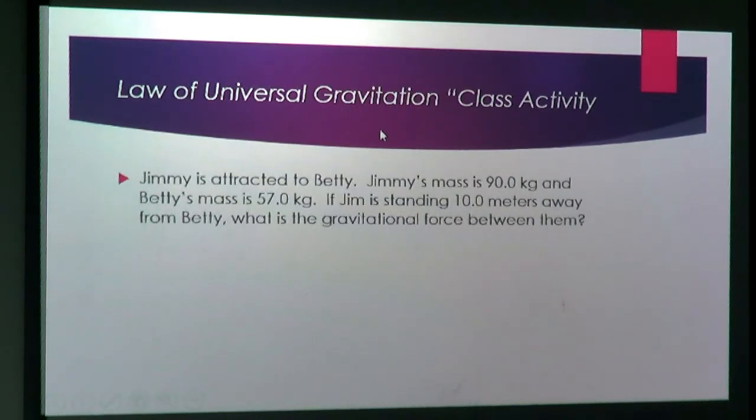And it's more class activity. Jim is attracted to Betty. All right. Pay attention now. I'm going to give you the word problem and the solution. You will see that it's going to be the same. Okay. Jim's mass is 90 kilograms. Close to tie, right? Okay. And Betty's mass is 57 kilograms. If Jim is standing at a distance of 10 meters away from Betty, what is the gravitational force between them?